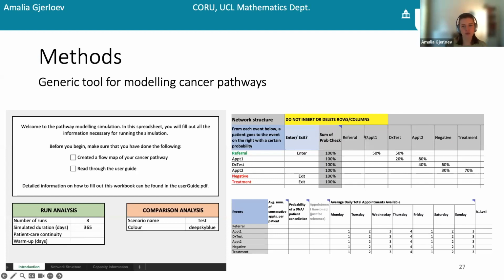On your network structure tab, that's where you fill out some of the arrival rate information. Here, I don't show that, but I do show the network structure tab. This is essentially just your transition rate matrix. The user can define the network, the structure of their pathway. So where you're going to go from referral afterwards. After referral, you'll go to your first appointment or diagnostic test, and so on and so forth. And then finally, on the last tab, capacity information, that's where you fill out all your information about how much capacity you have, the probability of a cancellation, all that good stuff.